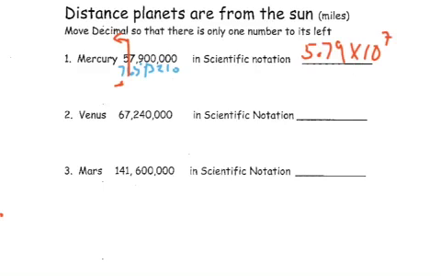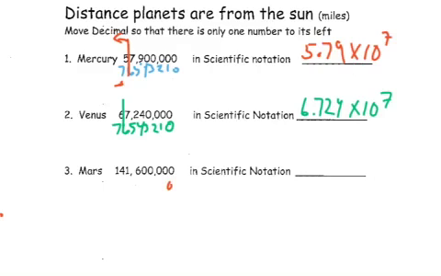Okay, let's take a look at Venus. Venus, 67,240,000 miles away from the sun. Let's again start with 0. Remember we started with 0 yesterday. So 0, 1, 2, 3, 4, 5, 6, 7. So again, if you need to, draw that line there, put that little bar so you have one number to the left. So it's going to be 6.724 times 10 to the power of 7. Okay, last one we'll do together here. We have Mars. Same thing.